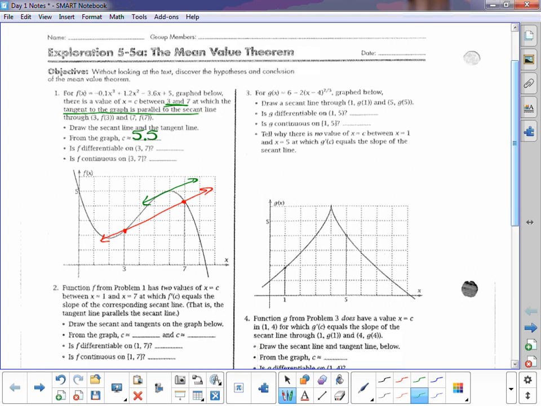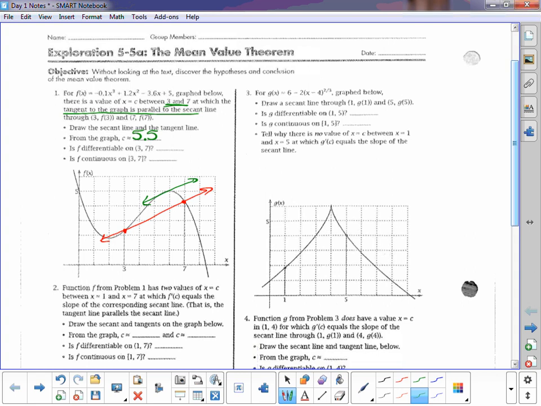Then it asks you about whether or not your function is differentiable and continuous. Now notice it's asking about differentiability on the open interval. We're not including those endpoints. We don't really care about them for differentiability. Continuity, though, does include those endpoints. So keep that in mind.